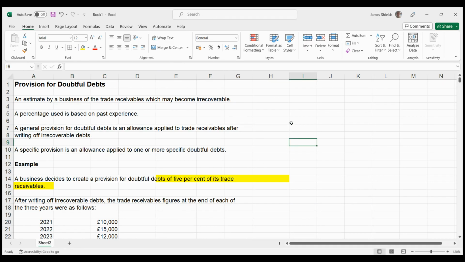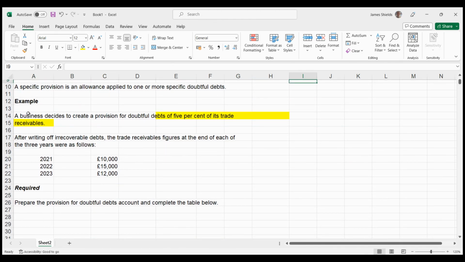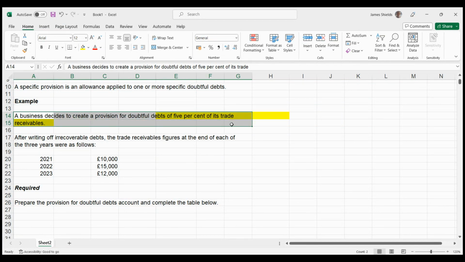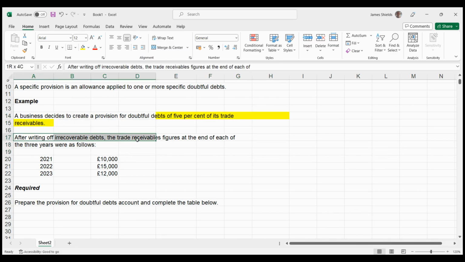So let's have a look at an example now. A business decides to create a provision for doubtful debts of 5% of its trade receivables. So it's not expecting to receive 5% of its trade receivables. After writing off irrecoverable debts, the trade receivables figures at the end of each of the 3 years were as follows.